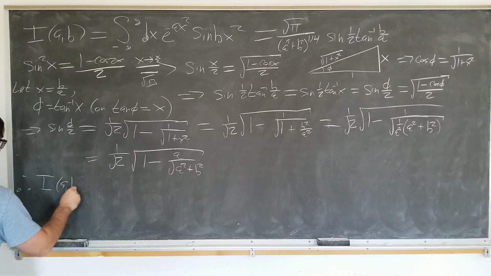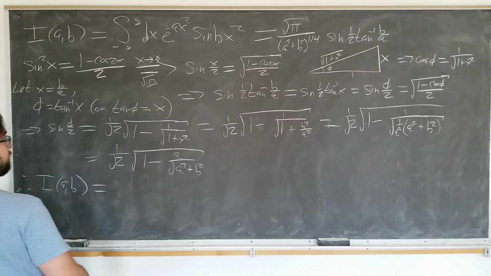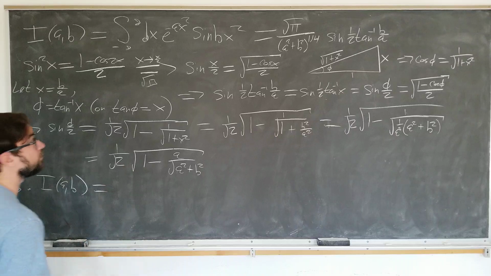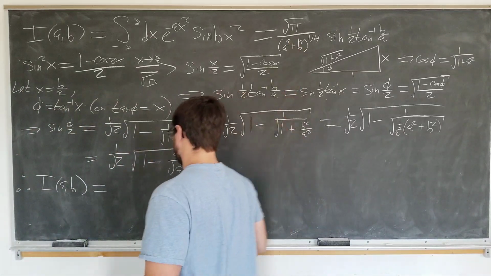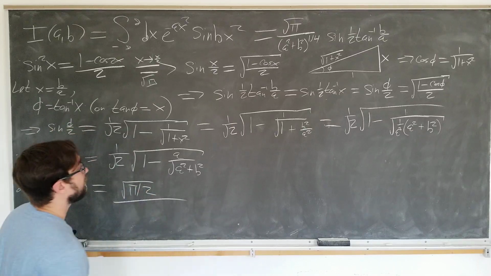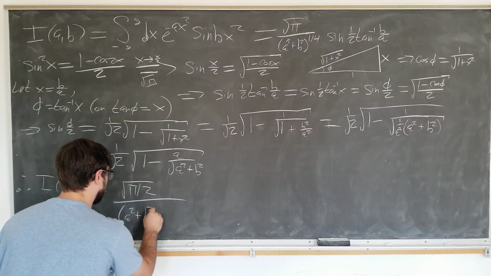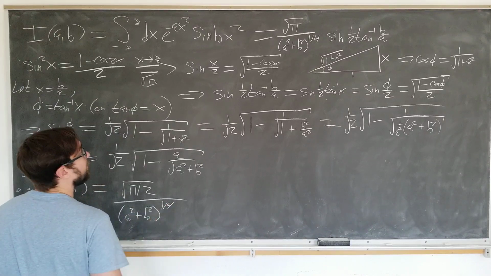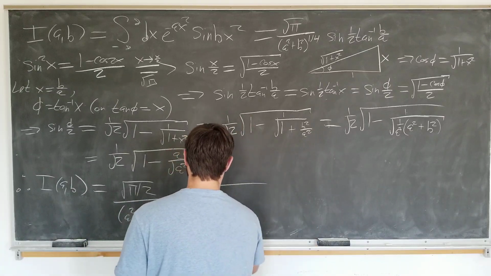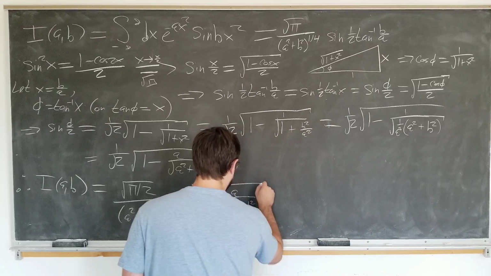I of a and b is now equal to, I'm going to combine this square root of 2 with the pi, just for notational clarity. Square root of pi over 2, over a squared plus b squared to the quarter is still there. And our new term, which we spent a lot of time with, is now 1 minus a over square root of a squared plus b squared.